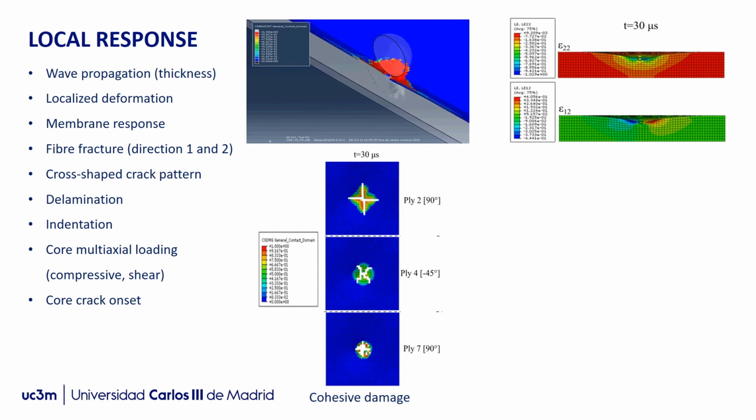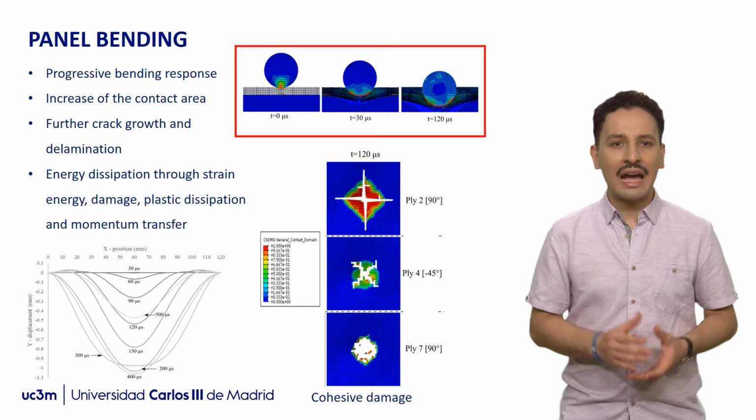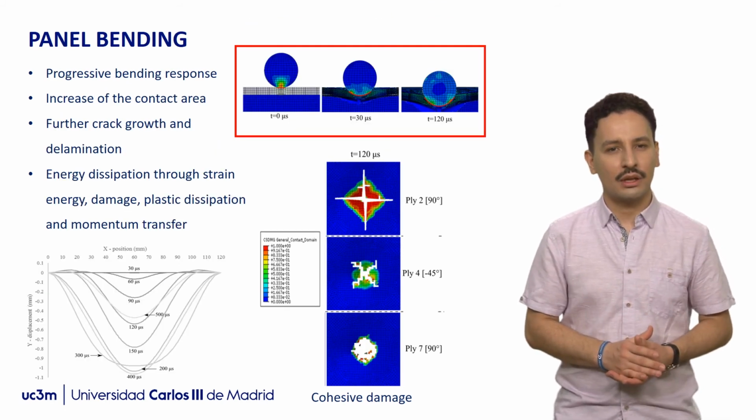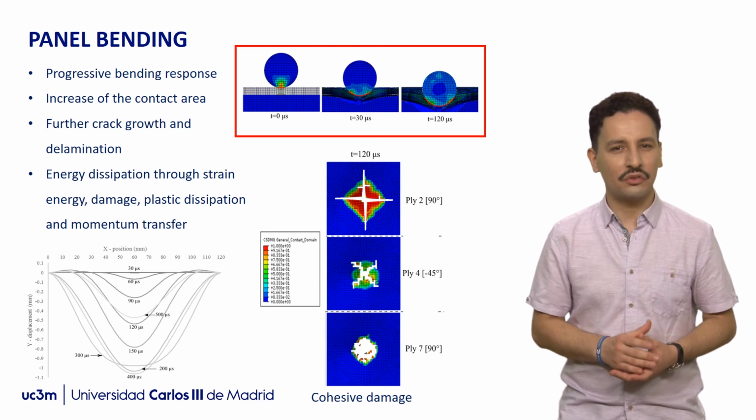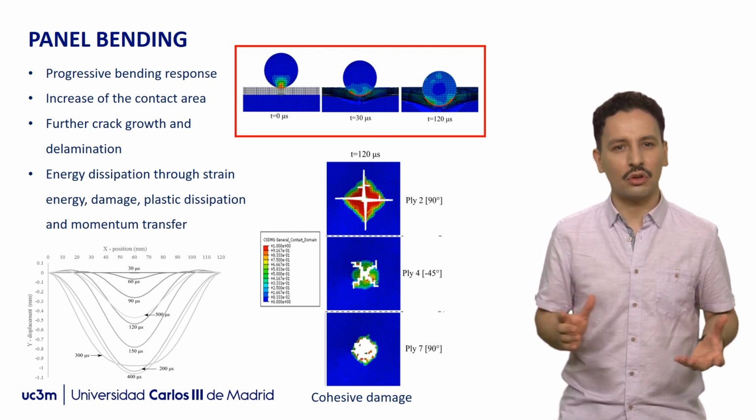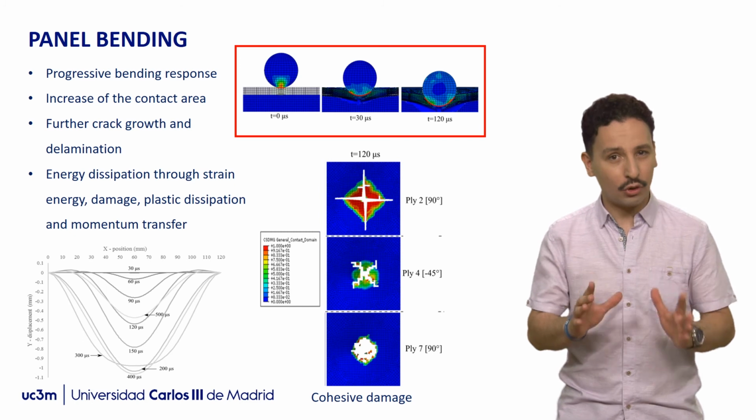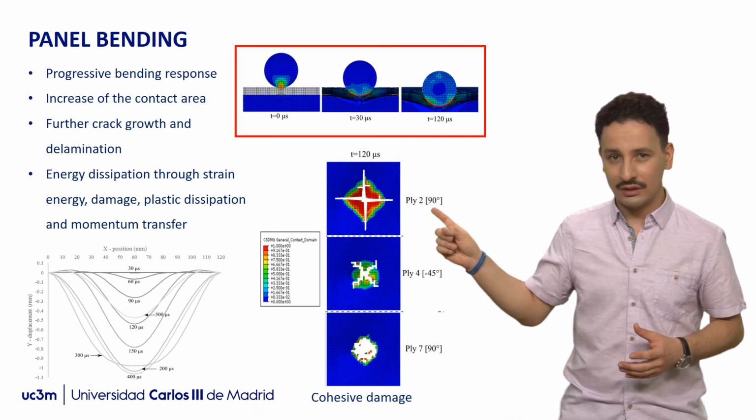The indentation produced by the projectile creates a complex multi-axial 3D strain state in the core that is dominated by compression and shear in the impact direction. The core starts failing in the vicinity of the impact region, creating a cross-crack pattern that propagates readily through the thickness. After the initial localized deformation, the bottom laminate slowly starts deforming, and the bending response of the sandwich panel starts playing an important role in the overall response.